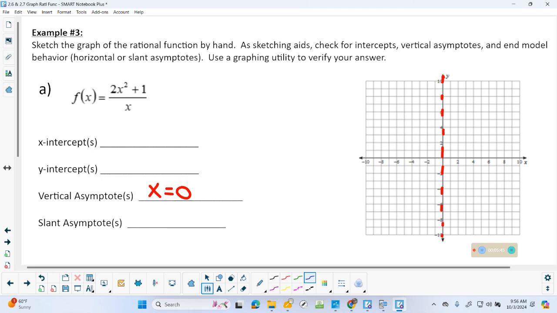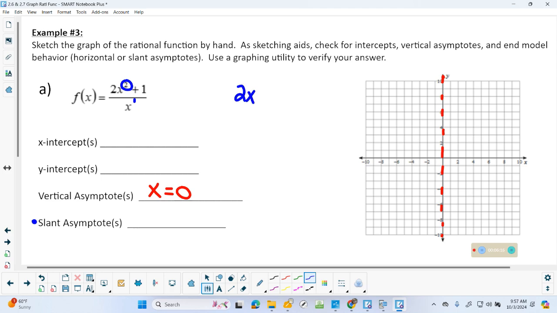Okay, so next up, notice it doesn't say horizontal. It says slant. Now, you're going to have to know whether you have a slant or horizontal. Of course, you're going to look at these degrees: squared, x to the first. Whenever the top is higher, it is a slant. So you got to first know that. Now, we're going to divide these out. Clearly, our divisor is a monomial, one term, we're over x. And plus, why not review long division when we have the opportunity? Let's divide it with long division.